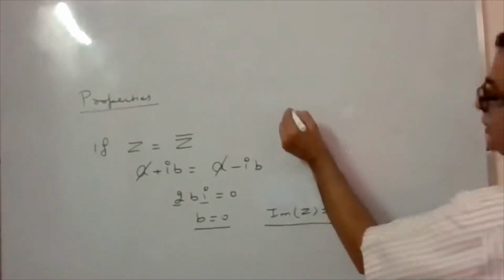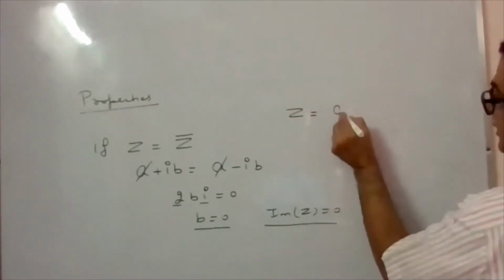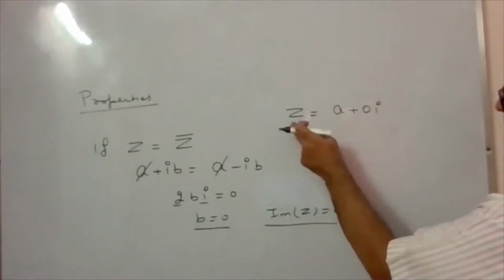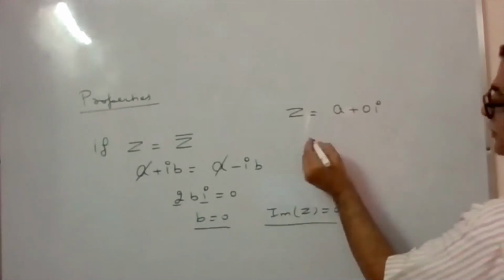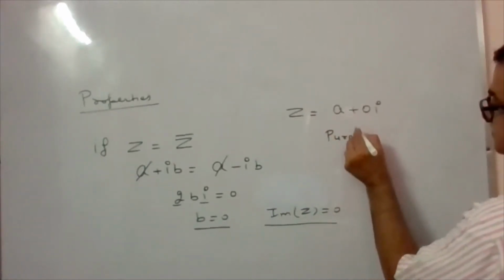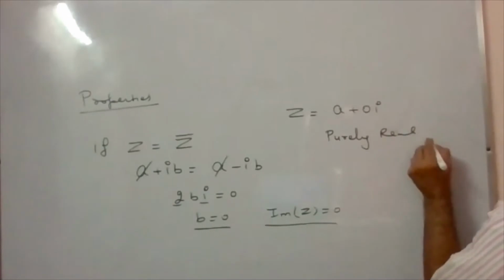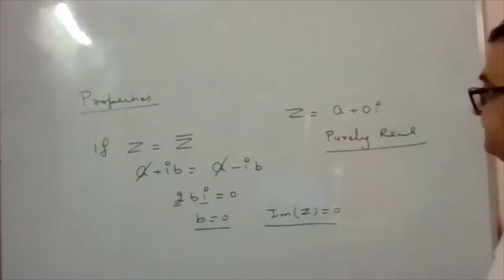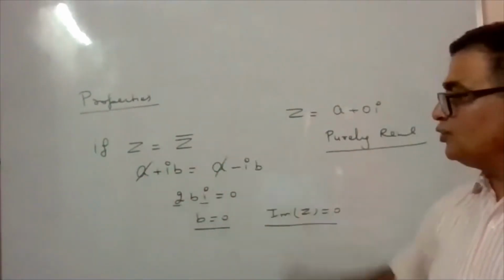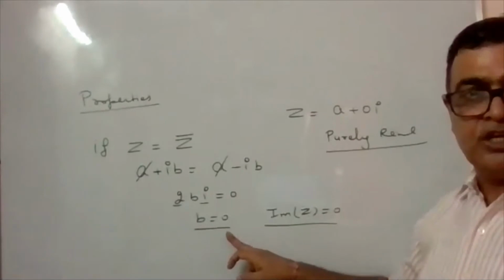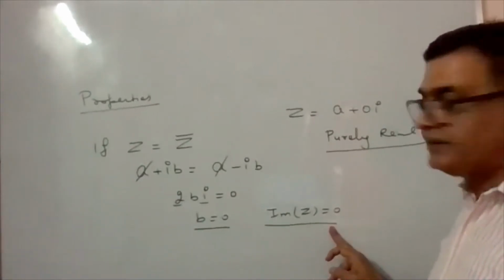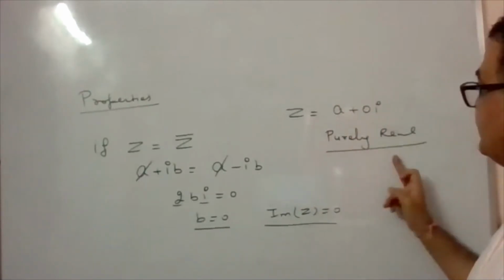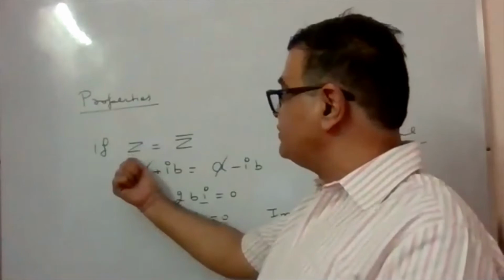That means the complex number will become A plus 0 iota. That means Z is equal to A plus 0 iota, so Z is purely real. Simply, Z is purely real. That you should keep. So if you have Z equal to Z bar, then clearly B is coming 0. B is coming 0 means imaginary part of the complex number is 0, or the complex number will be A plus 0 iota, or we should say it's a purely real number. Then you will find Z is equal to Z bar.